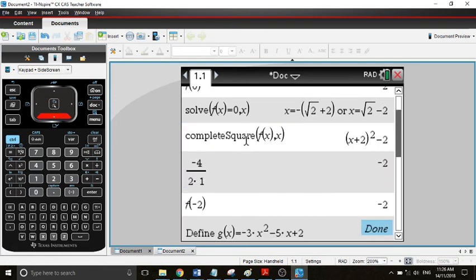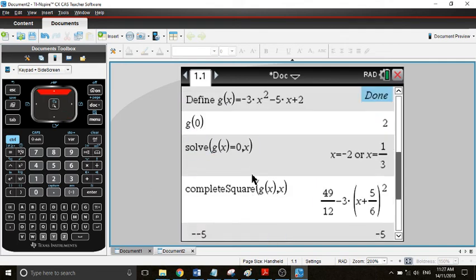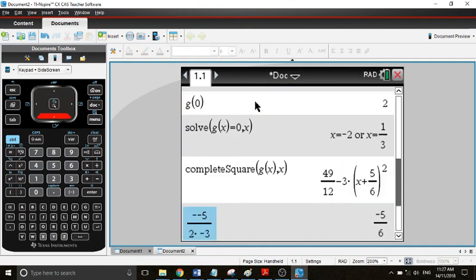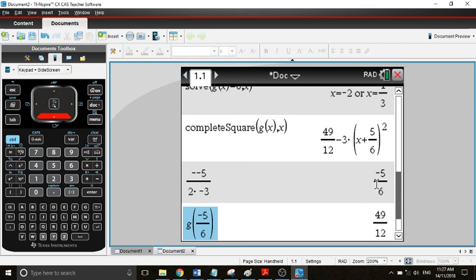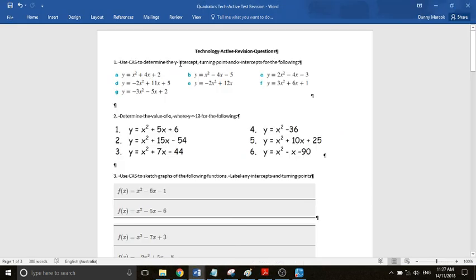If we can't complete the square, that does happen sometimes, use negative b over 2a. So negative b, whatever our coefficient of x is, so here it's negative 5. We have negative 5 over 2 times negative 3. So that's our a coefficient, the coefficient of x squared. 2 times negative 3 is negative 6, and then that matches up. And then whatever we get here, we substitute that into the function. So that's how we go about finding the y-intercept, turning point, and x-intercepts for any parabola.